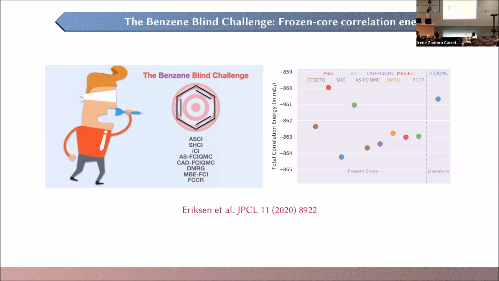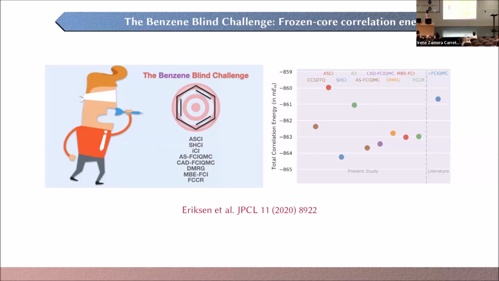So you have some very fancy methods. You have full CI QMC here, which was old numbers. You have DMRG by the group of Garnet Chan. You have CAD full CI QMC, which is full CI QMC with a bit of coupled cluster, by the group of Piotr Piecuch at Michigan State University, I think. You have iterative CI by Liu's group. You have semi-stochastic heat-bath CI by the group of Cyrus Umrigar and Sandeep Sharma. You have adaptive sampling CI and so on.